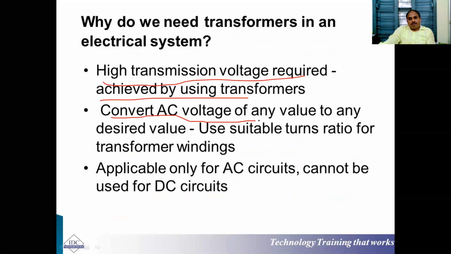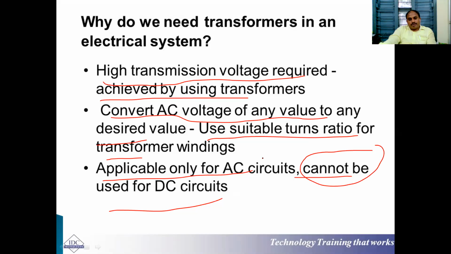Transformers convert AC voltage of any value to any desired value by using suitable turns ratios of the transformer windings. That means by changing the number of turns on the primary and secondary, we can change the voltage levels. A transformer is only applicable for AC circuits and cannot be used for DC circuits. This is a very important point: a transformer is an AC device, operating only on AC, not on DC.